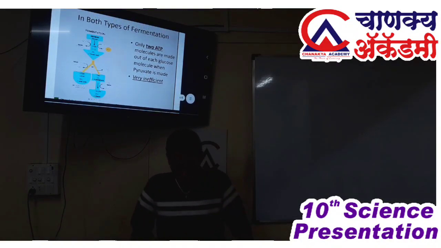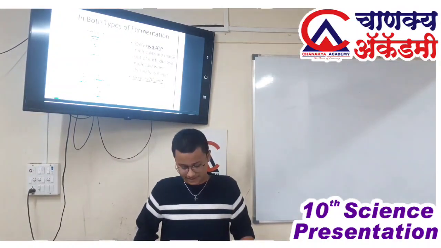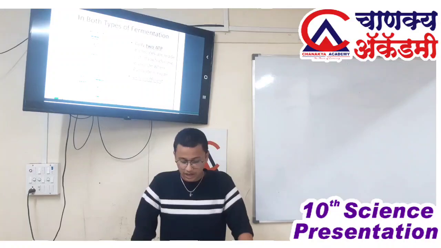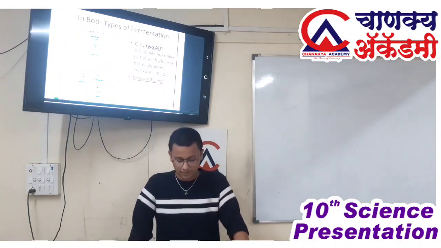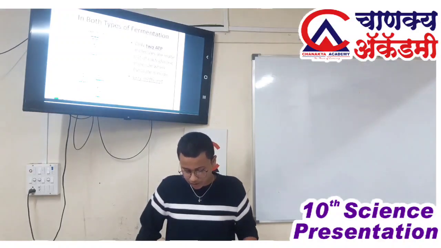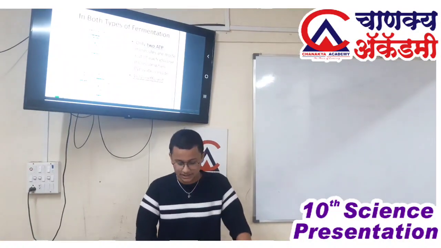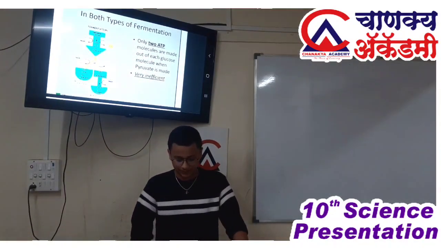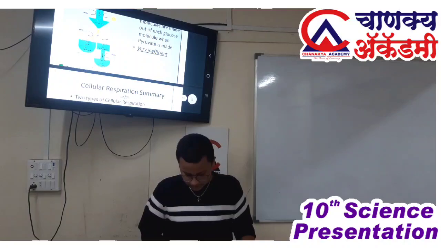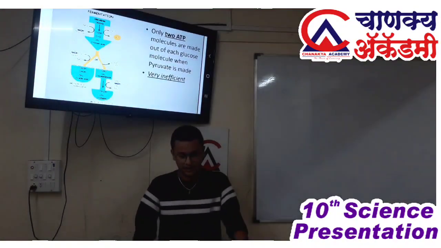In both types of fermentation, meaning anaerobic, in the lactic and alcohol fermentation, only 2 ATP molecules are made out of each glucose molecule when the pyruvic acid is made, and fermentation is very inefficient. This is the diagram of the process of fermentation.